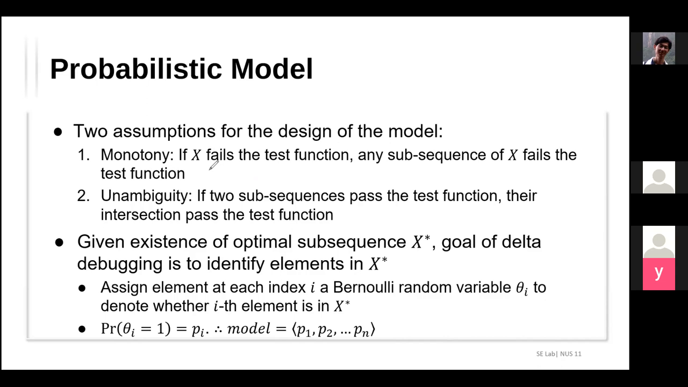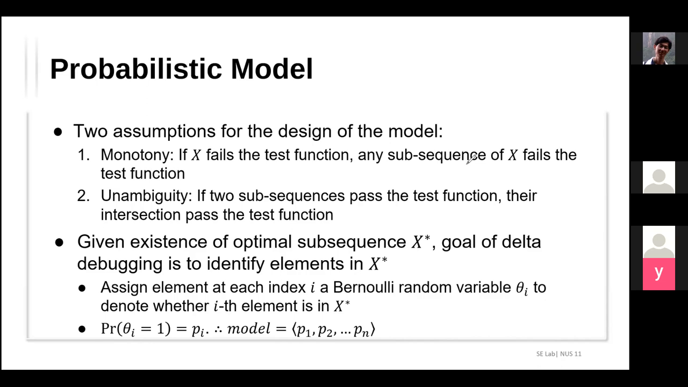Yeah, if they will only be interested in X that passed the test function, that's my view of it. Yeah, so I just feel that maybe if X passed the test case, then any subsequence of X may pass the test case. So it depends on what events we're interested in, right? Yes. Okay, let's keep going on.